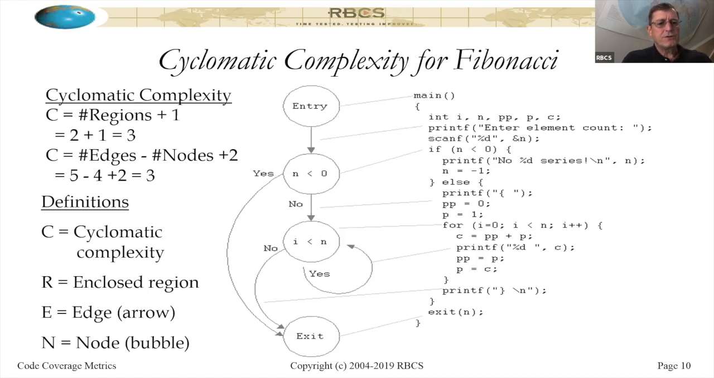Easy. What you do is you start with 1. Notice that in the calculation at the top, it's number of regions plus 1. So you start with 1, and then every time you see a branching or looping statement, you add 1 to it. So there's the if n less than 0, so that's a branching statement. So now the cyclomatic complexity is up to 2. The else doesn't count because that's part of the if statement. And then there's the for loop, so that counts. So now we're up to 3, and that's it. So 1, if 2, for 3. Make sense?